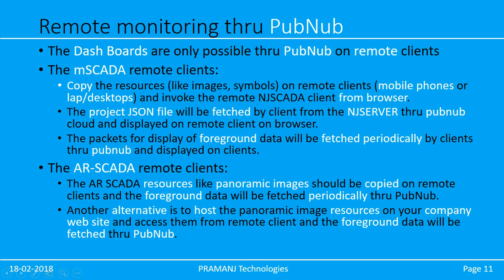Now in order to monitor the mSCADA clients screens on remote clients using PubNub, we have to physically copy the resources like images and the symbols on the remote clients, that is on mobile phones or desktops or laptops, and invoke one single HTML5 file and open it under a browser on the remote device, and it will communicate with the NJ SCADA server using the PubNub cloud.